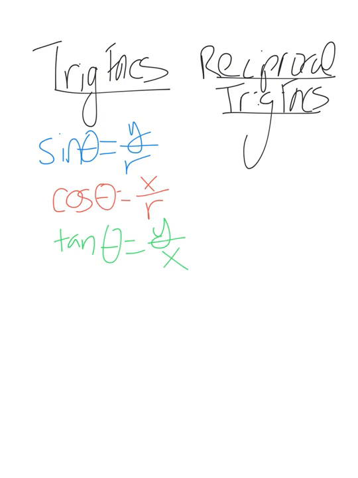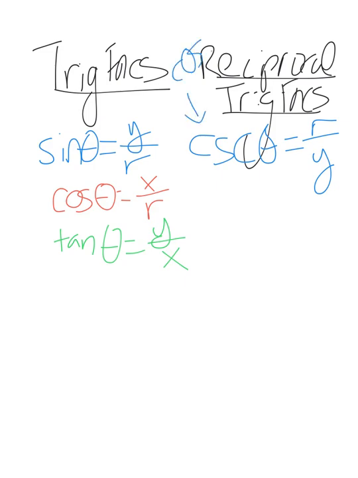So we talked about the definition in terms of x, y, and r of the 3 standard trig functions, sine, cosine, and tangent. Well, there's also 3 reciprocal functions, and the reciprocal of sine is a function called cosecant, abbreviated CSC. Cosecant of theta is the reciprocal of sine, so it means it's hypotenuse over opposite, or in terms of the definitions, r over y. And again, that is cosecant. That's how you would spell it.